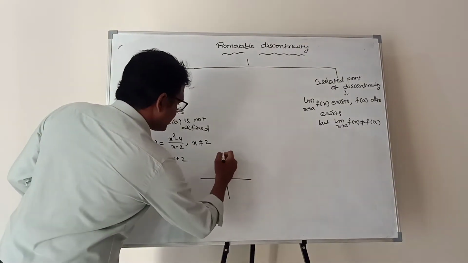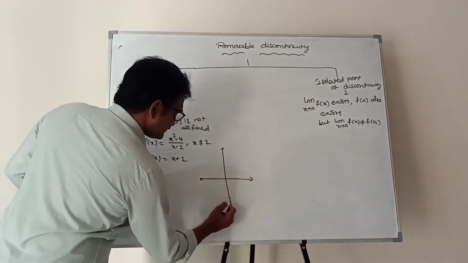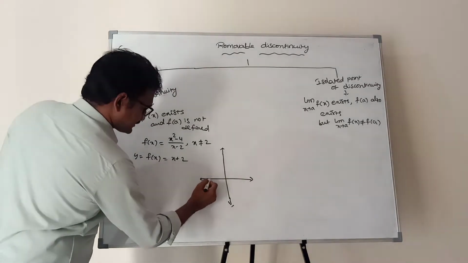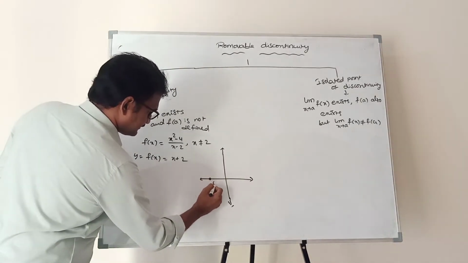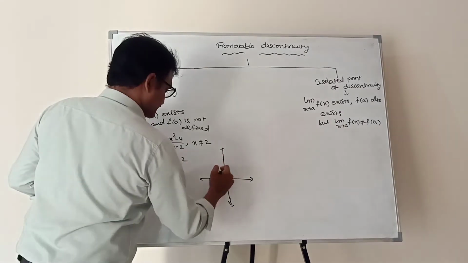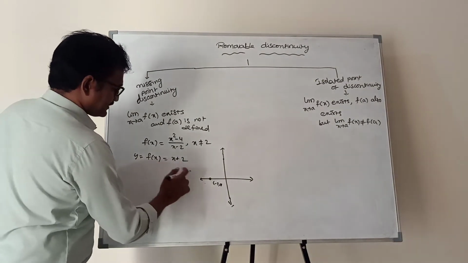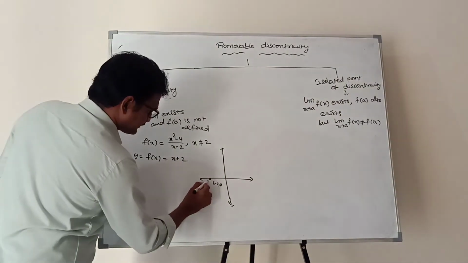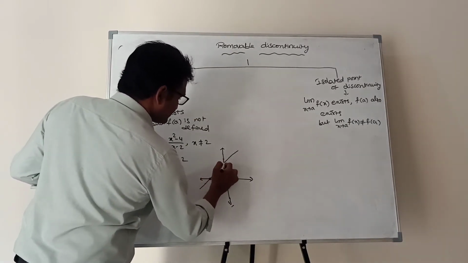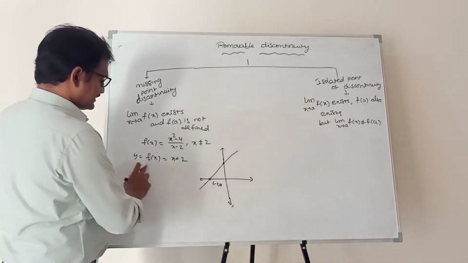So if you draw a graph for this, if y is 0, the x value is -2. This is (-2, 0). If x is 0, y is 2, (0, 2). See, this is in the form y = mx + c. That means this is a straight line passing through the points (-2, 0) and (0, 2). This is a line.